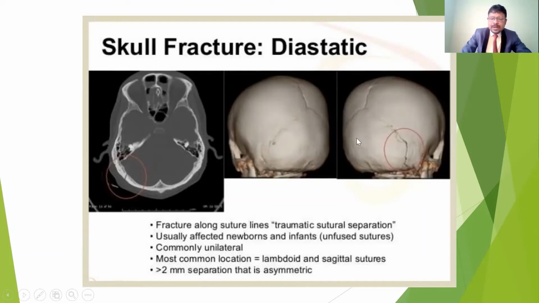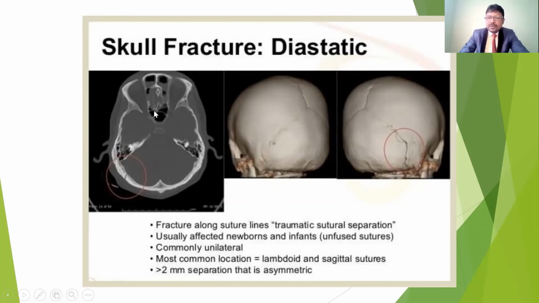The most common locations are the lambdoid and sagittal sutures. Here this part is the lambdoid, and here the sagittal suture is affected. If there is more than 2 mm of suture separation, or asymmetry, it is called a diastatic fracture. So these are the different types of fractures.